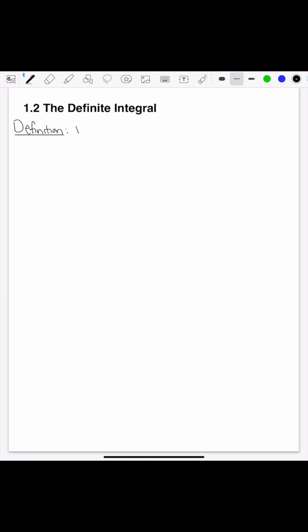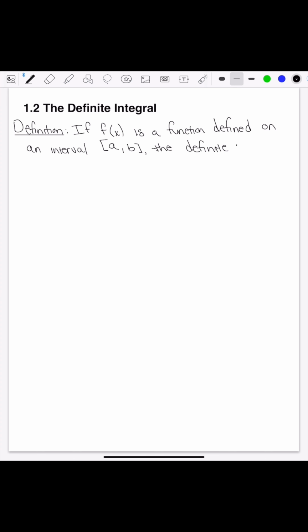So for a definite integral, if f of x is a function defined on an interval [a, b], the definite integral of f from a to b is given by, right, we already saw this, I introduced this earlier. The elongated s is the integral symbol, and then we put the bounds of our interval, and then we have our function, and then we have dx.